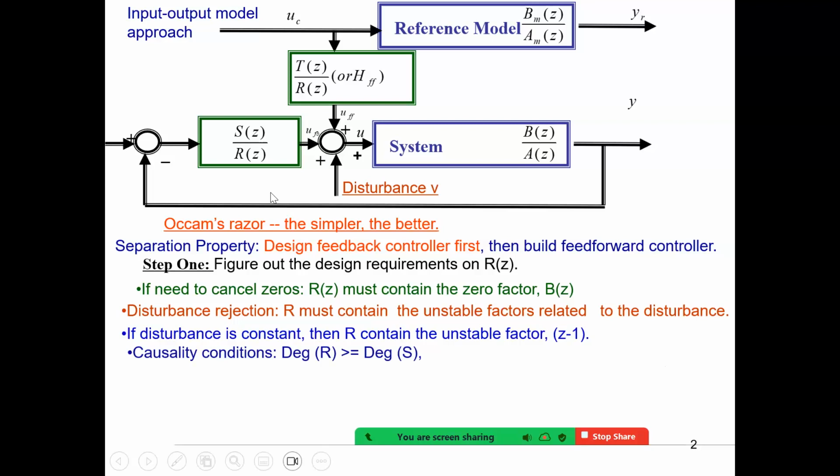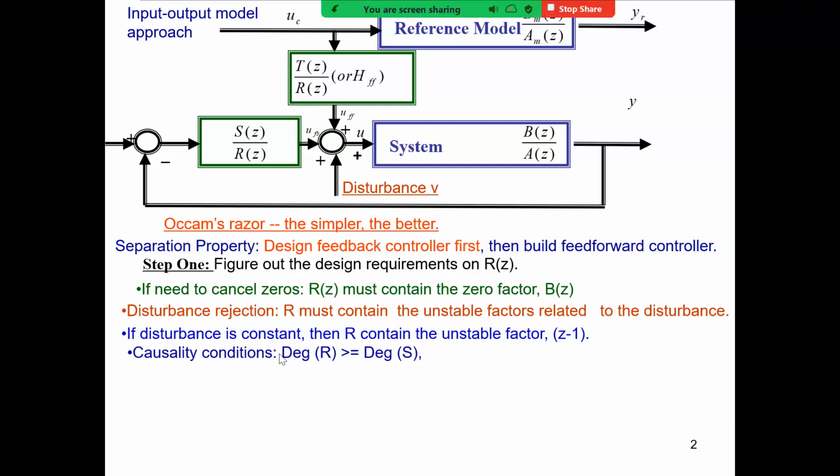When you design this, there is a causality condition. Okay, that's also one of the common mistakes made by students. The degree of R has to be bigger than or equal to the degree of S. Otherwise, you will violate the causality condition. Causality condition means that your current input cannot depend upon the future output, some signals which are not available right now.